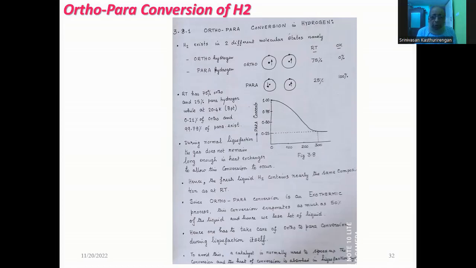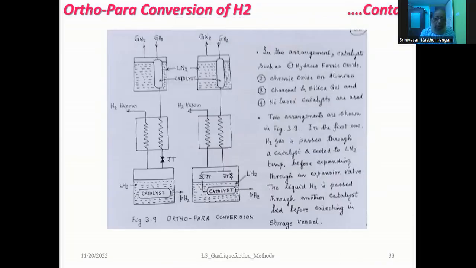What people do is they use certain catalysts during the process of liquefaction so that during the ortho-para conversion, the gas gets automatically converted to the para state. From the ortho state, it gets converted to para state. Okay. See, there are two methodologies which have been followed in this arrangement.